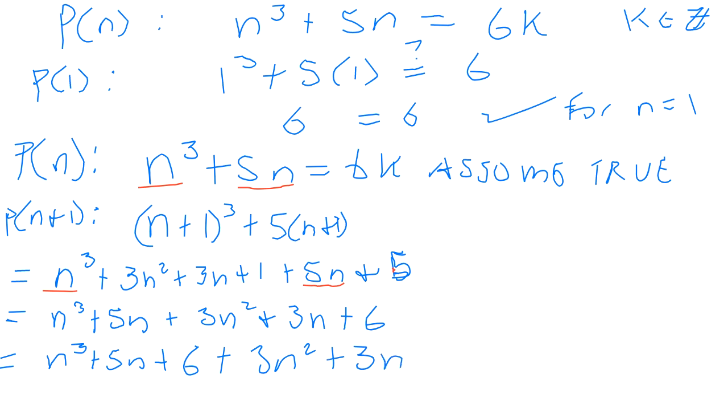So remember, this first part right here is already a multiple of 6. Why? Because we assume that n cubed plus 5n is a multiple of 6, or is divisible by 6, and we already know that 6 is divisible by 6. If you add 6 to any number that can be divided by 6, you can divide it by 6 again. So all we have to work on is that last part, the 3n squared and the 3n. So write that off, please, and then we continue.